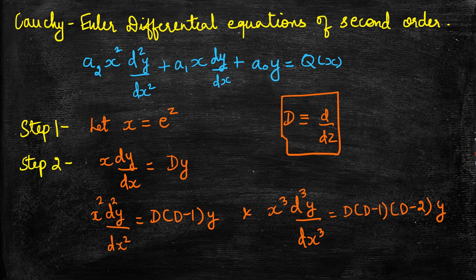Now, if you have this kind of equation, how do you solve this problem? Just substitute x is equal to e power z. This substitution will be mostly for your RHS.